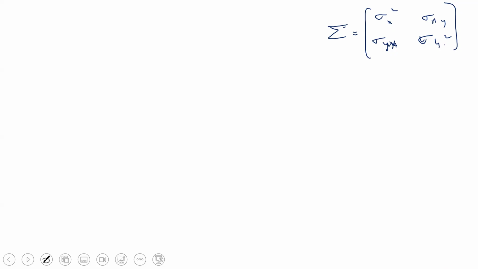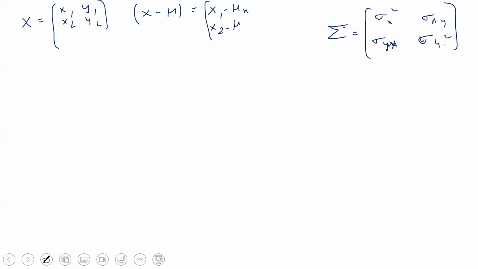Now look at just this thing. What I'm trying to do is, given a matrix X, X is nothing but x1, x2, y1, y2. I'm just taking a simple matrix. Now I'll calculate the mu of this, the mean of this matrix. Now I do x minus mu, that is equal to x1 minus mu x, x2 minus mu x. Similarly, y1 minus mu y, y2 minus mu y. This is x minus mu, right?